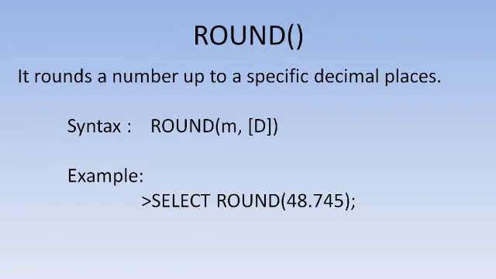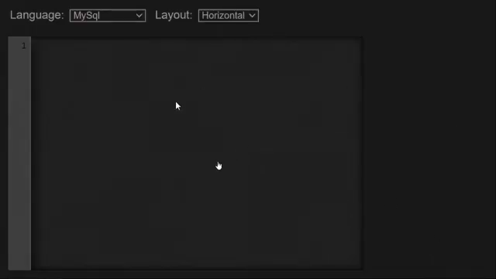The round function rounds the column expression or value to the given decimal places. Syntax is given here: round(m, d). D is optional. If we do not specify d, then it rounds the number to 0 places. Example is given here. Select round(48.745). Here we do not mention the decimal places, so it rounds the number to 0 places, and the output will be 49.